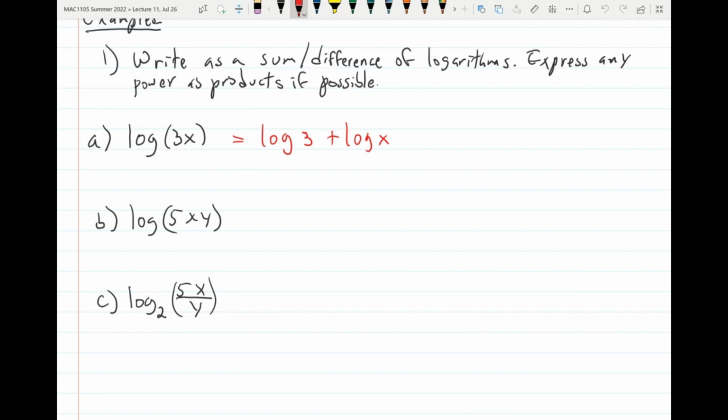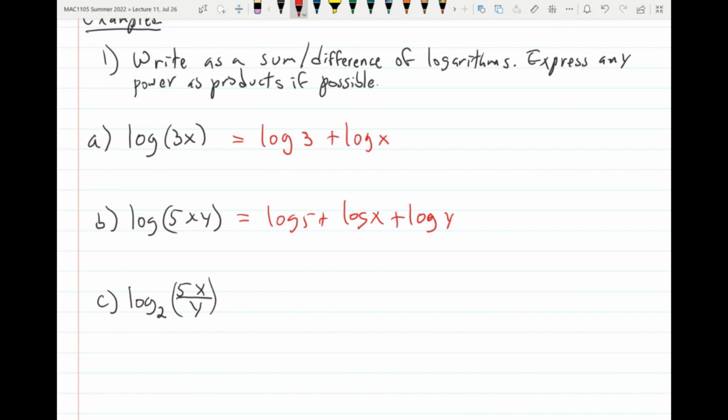Now for the next one, the property talks about the product of two things. But of course, if you have a product of three things, this extends to the sum of the three things. If you have 20 things as a product, then you have a sum of 20 things, right? So if you want, you can think of it as a two-step process. You can do log of 5 plus log of xy, but then log of xy is log of x plus log of y. So might as well just do it in one shot, okay? Questions?